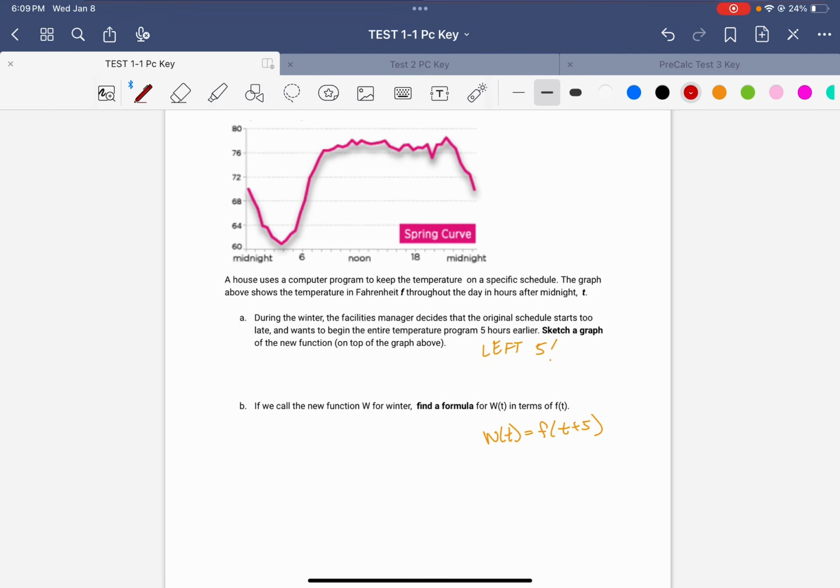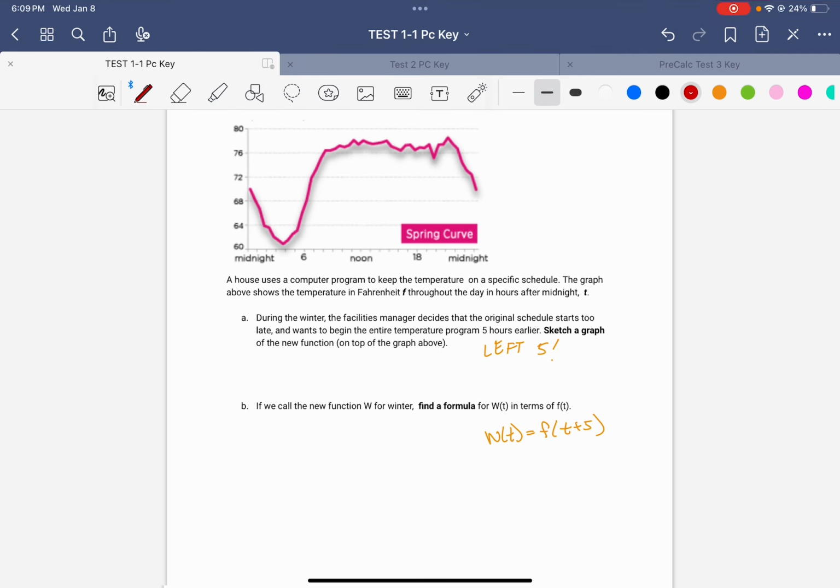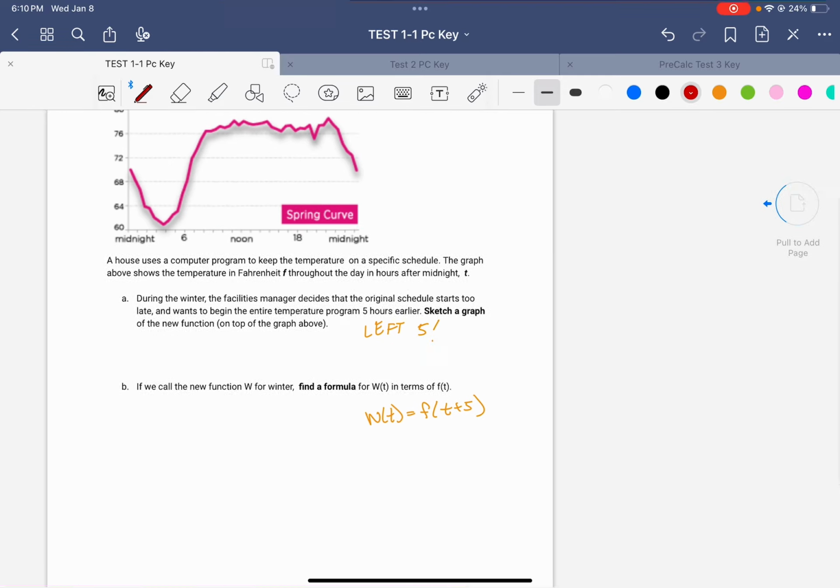Cool. All right, this last one says during the winter, if we want to begin the program earlier, that would be a shift of that whole graph to the left 5. So if we write it as a new formula, the new formula w, which would be our winter, is equal to the old function f of t, but it's f of t plus 5, because algebraically that would move it to the left 5. Okay, and that's it for that one.